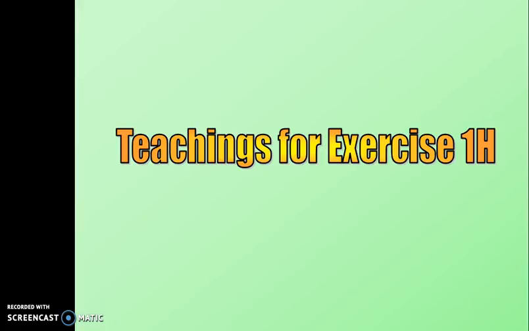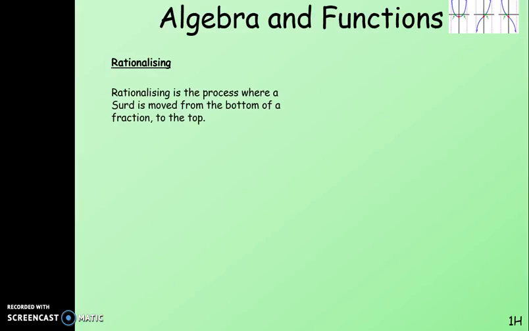Mr. Gordon here. We're on the final video of our Core 1 Chapter 1 series, and we were previously looking at manipulating surds. In this section we're going to be looking at rationalizing. Now it says here rationalizing is the process where a surd is moved from the bottom of a fraction to the top, rationalizing the denominator.